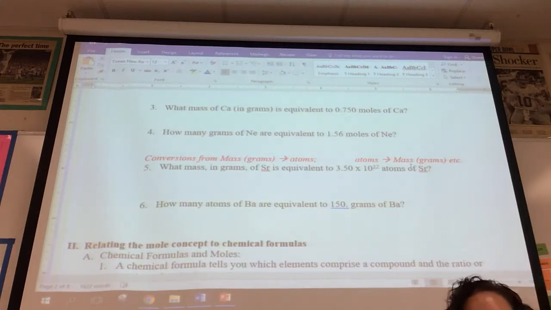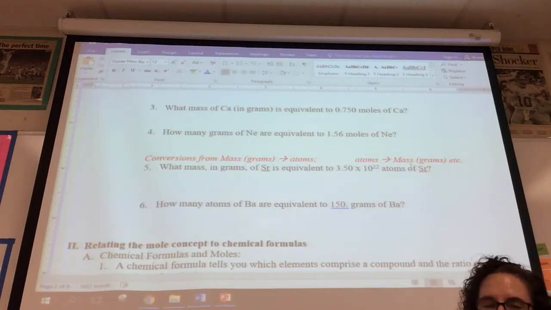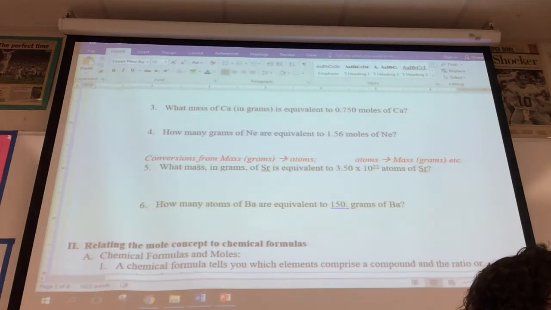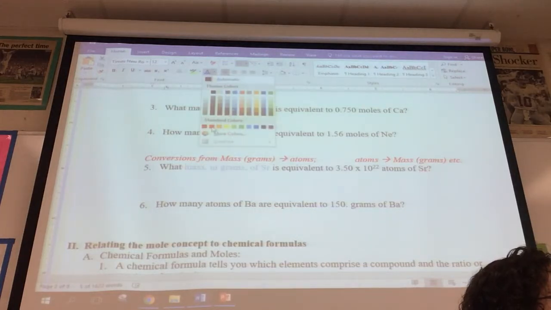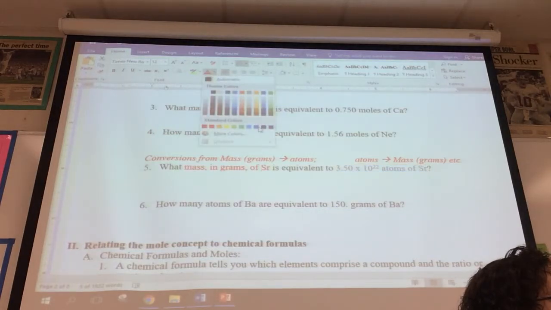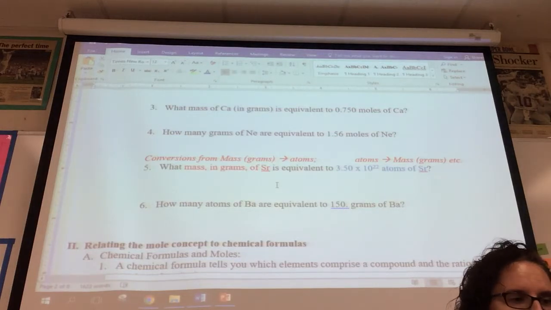problems. Now, I don't like to memorize how many steps things are because it really can vary. In this chapter, I will say if you're given moles or asked for moles, then it will be one step. Otherwise, it's going to be more than one. In number 5, it says, what mass in grams of strontium? That's what we're looking for. Is equivalent to 3.50 times 10 to the 22nd atoms of strontium.